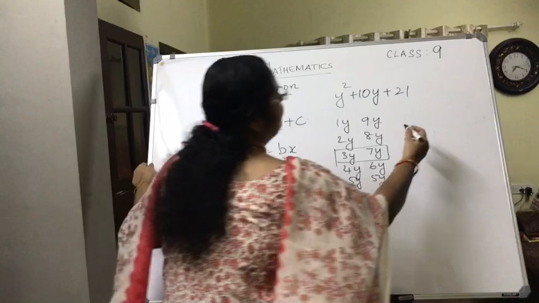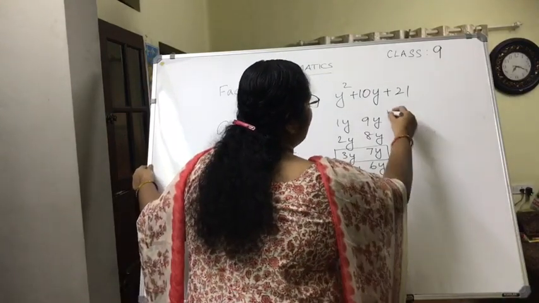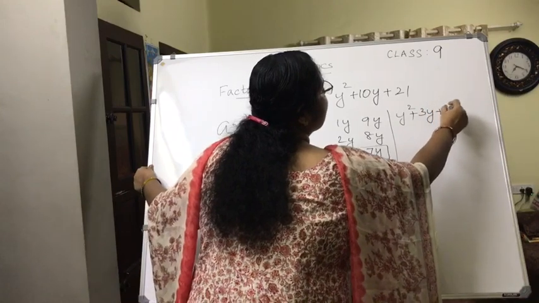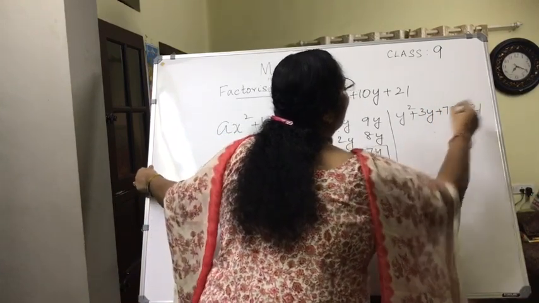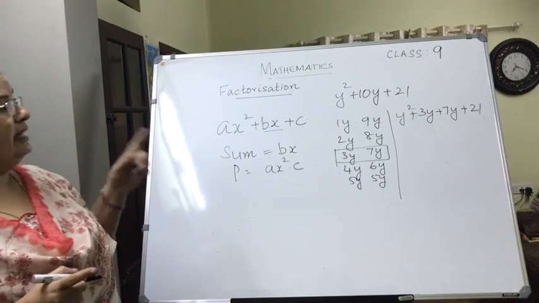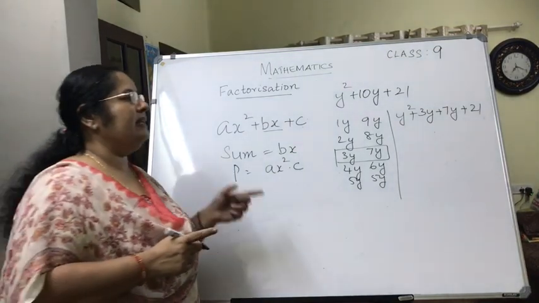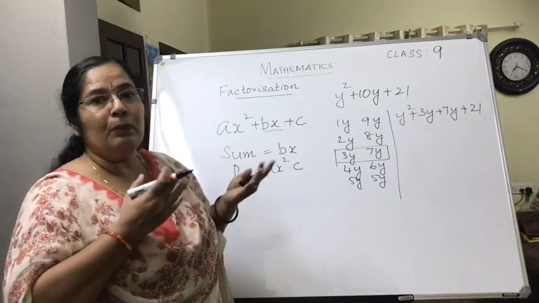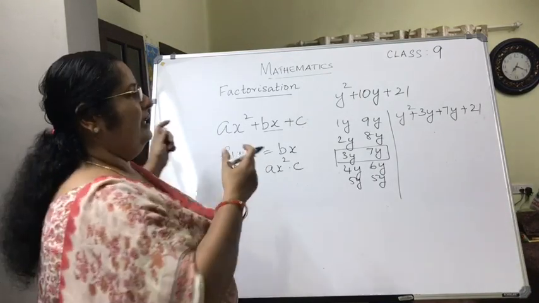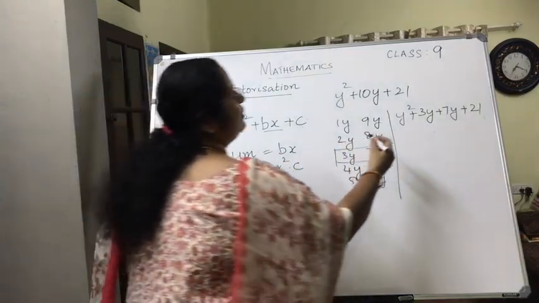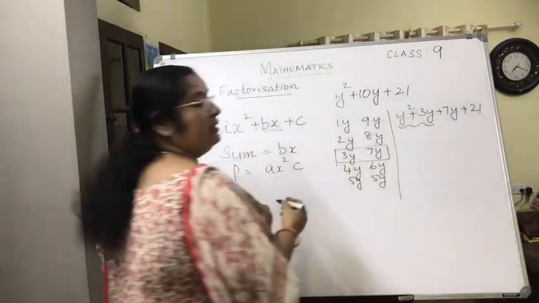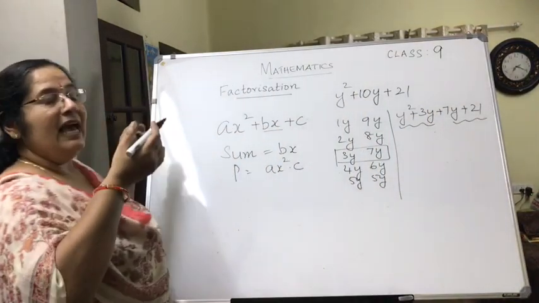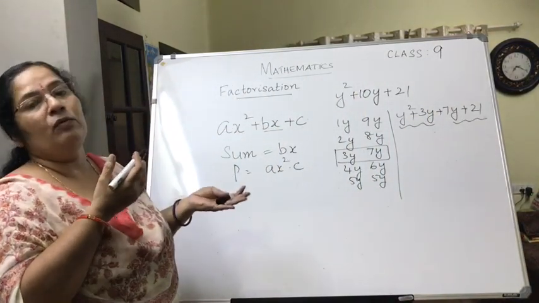So we will be writing this as y square plus 3y plus 7y plus 21. You are splitting the middle term and writing it as y square plus 3y plus 7y plus 21. Now the next step is to group the terms together. So I am going to group the first two terms together and the last two terms together, grouping. And then I am going to find the common ones.